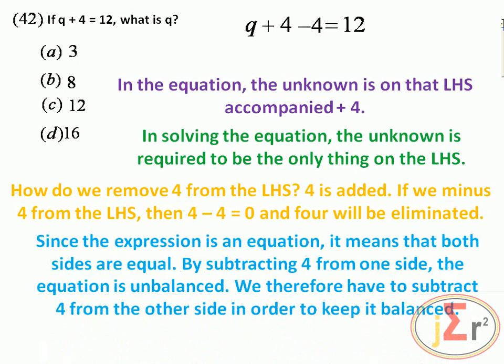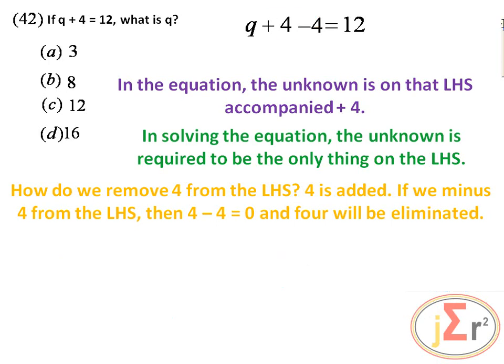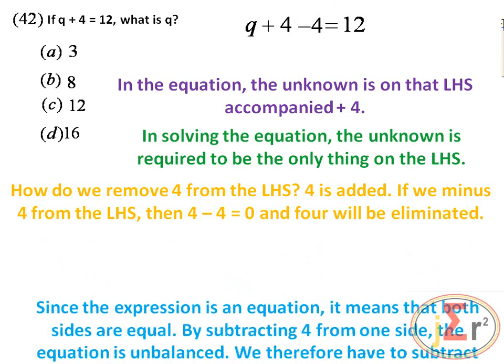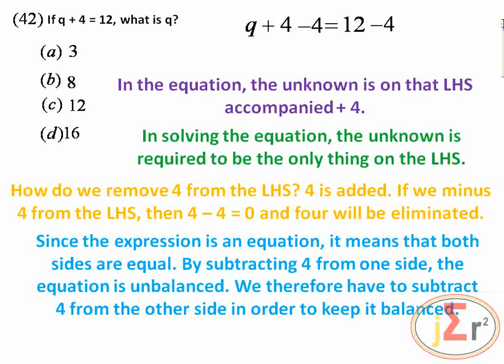Since the expression is an equation, it means that both sides are equal. By subtracting 4 from one side, the equation is unbalanced. We therefore have to subtract 4 from the other side in order to keep it balanced. So we have 4 that we need to eliminate from the left-hand side, and we do that by subtraction. But we cannot do that on one side only, so we have to subtract 4 from the other side.